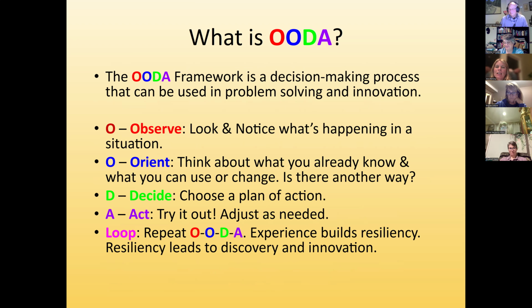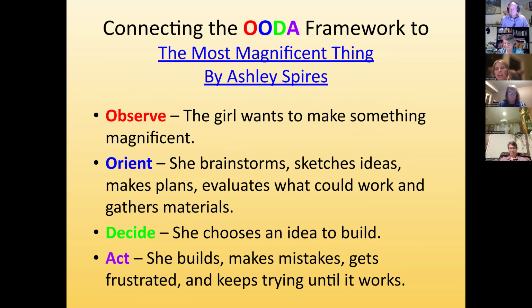So, and then you explain what the student's going to do. You're going to observe, look and notice what's happening in a situation. You're going to orient, think about what you already know and what you can use or change. Is there another way? You'll decide, you'll choose a plan of action, you'll act, you'll try it out, and you'll adjust as needed. And then I added loop down below, where you repeat the observe, the orient, decide, and act, and experiences build resiliency, and resiliency leads to discovery and innovation. I love that phrase. Thank you. And then the next slide.